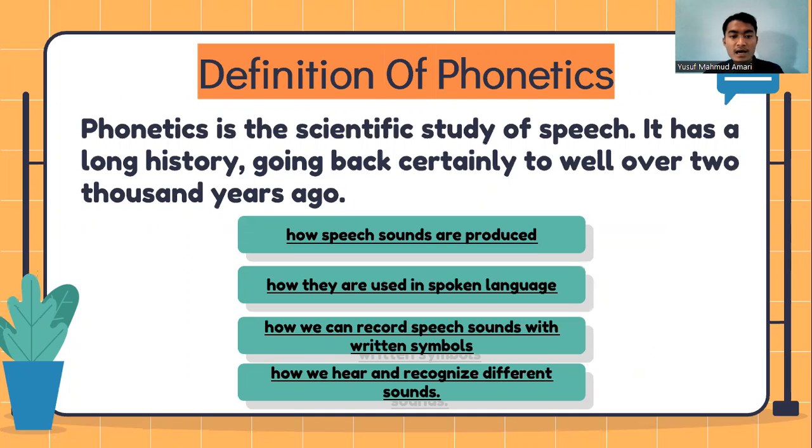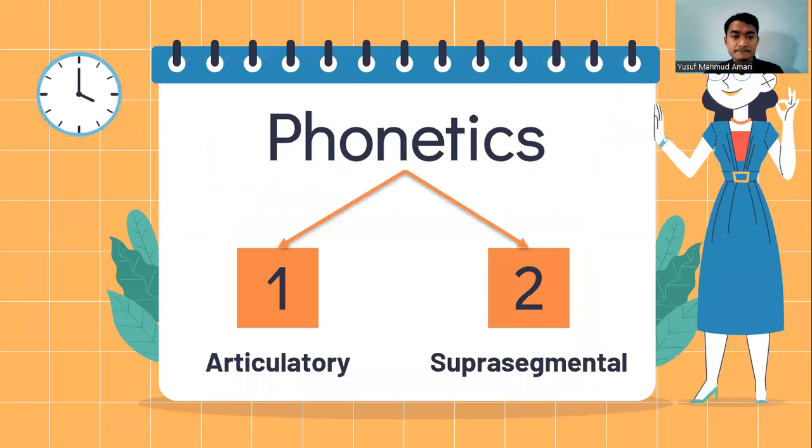The first one is how speech sounds are produced. The second one is how they are used in spoken language. The third one is how we can record speech sounds with written symbols. And the last one is how we hear or recognize different sounds. So that's all about phonetics.